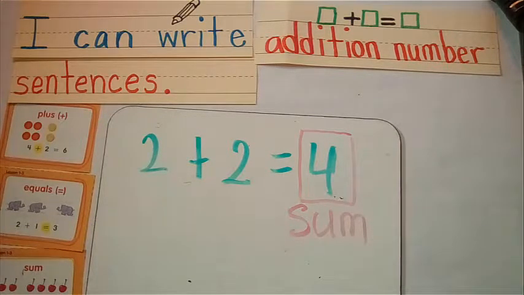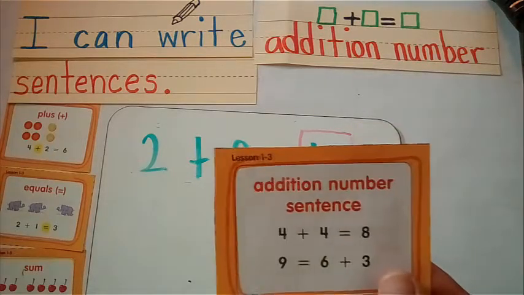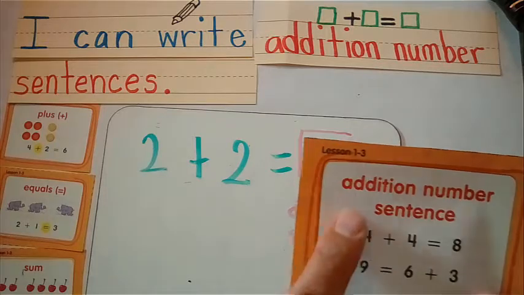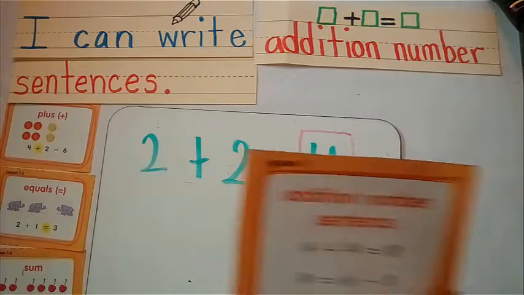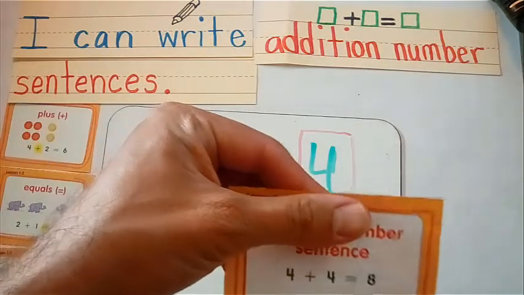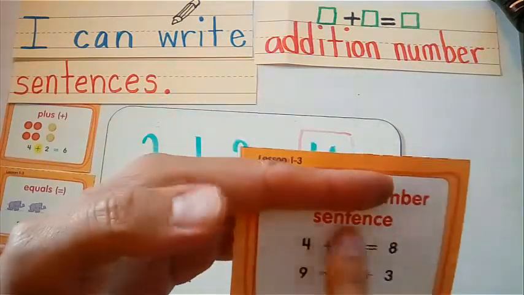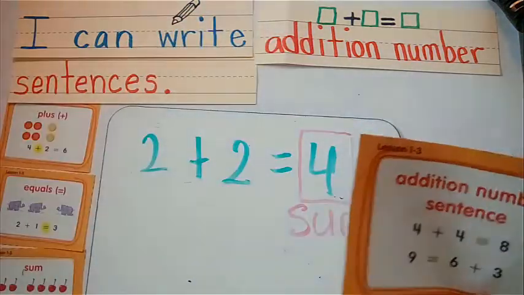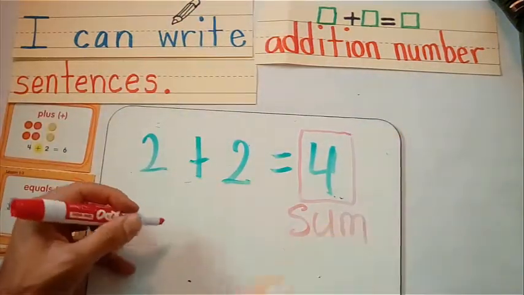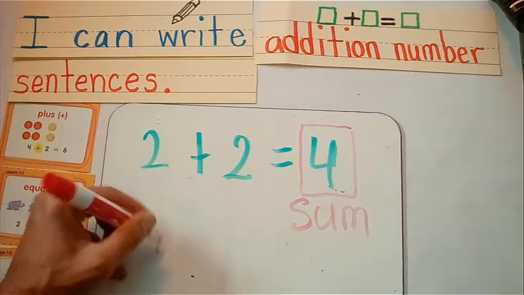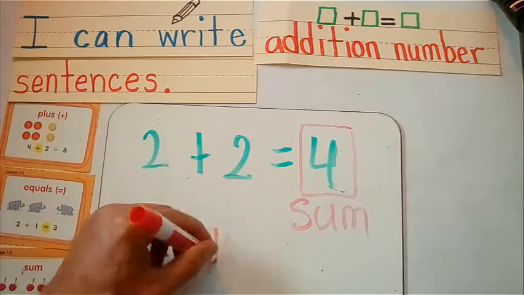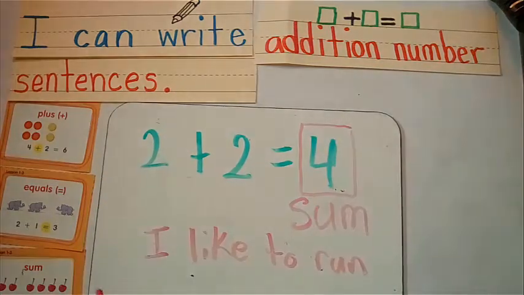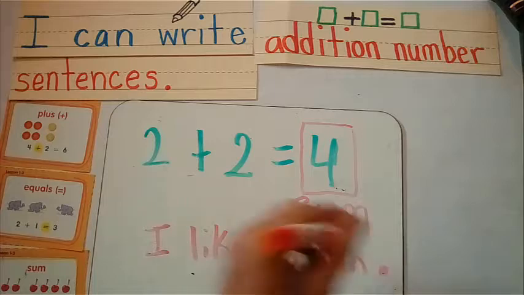Now, the last vocabulary words I want to talk about are addition number sentence. So we've been talking about that. A sentence is usually when you have a bunch of words together with a period. So if you say, I like to run, that is a sentence, right?